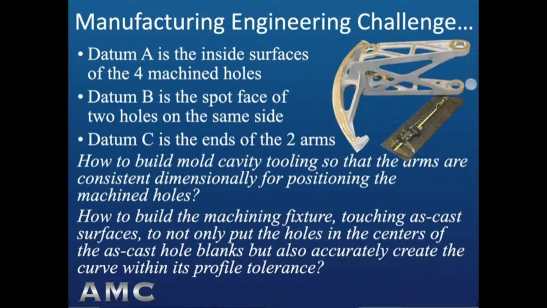So here are the challenges. First, how to build mold cavity tooling so that the casting's arms are consistent dimensionally for positioning the machined holes. Next, how to build the machining fixture touching the cast surfaces to not only put the holes in the centers of the cast hole blanks, but also accurately create the curve within its profile tolerance.